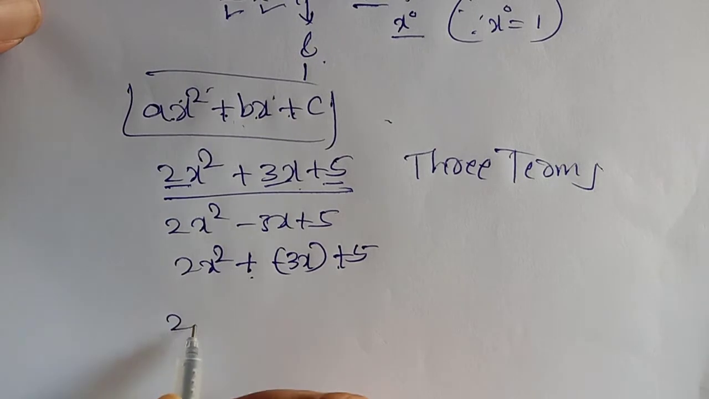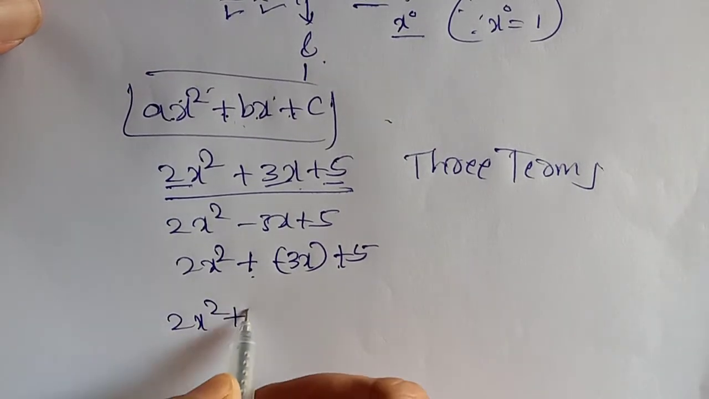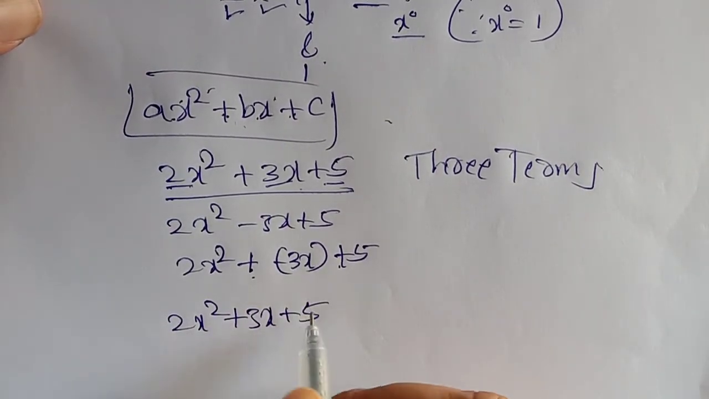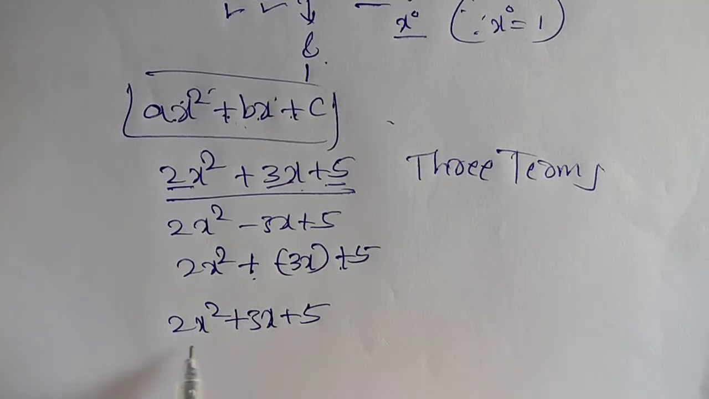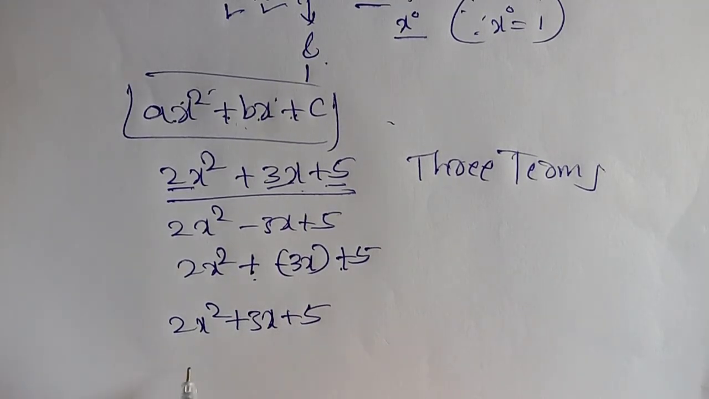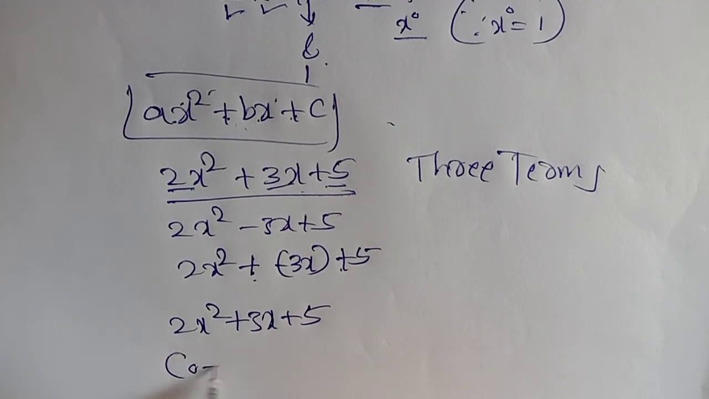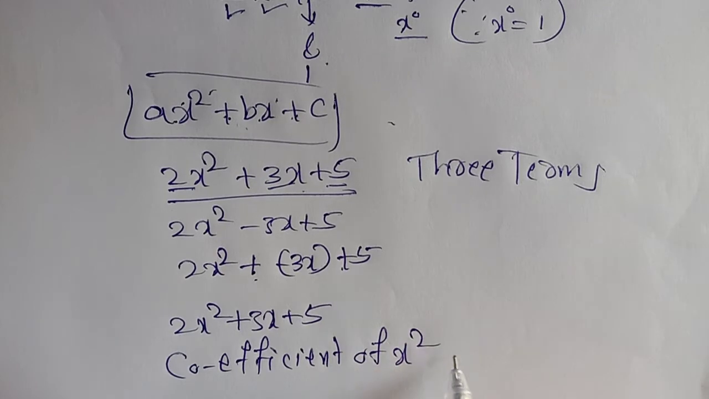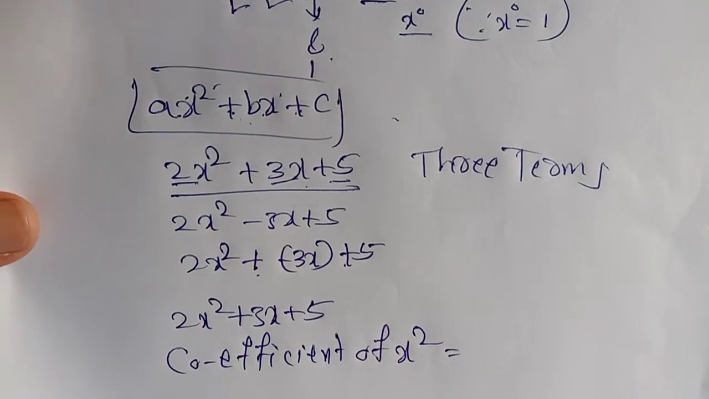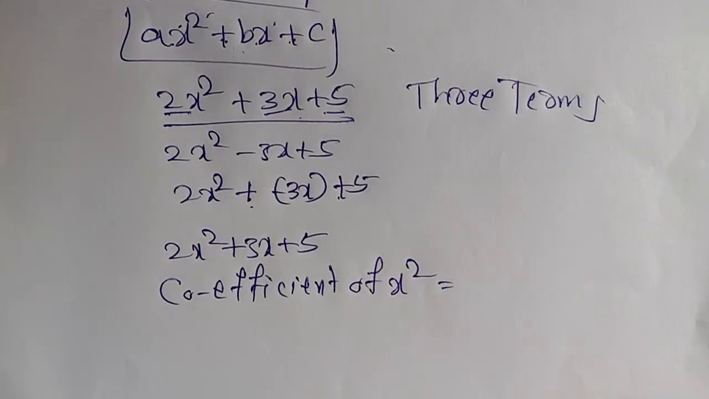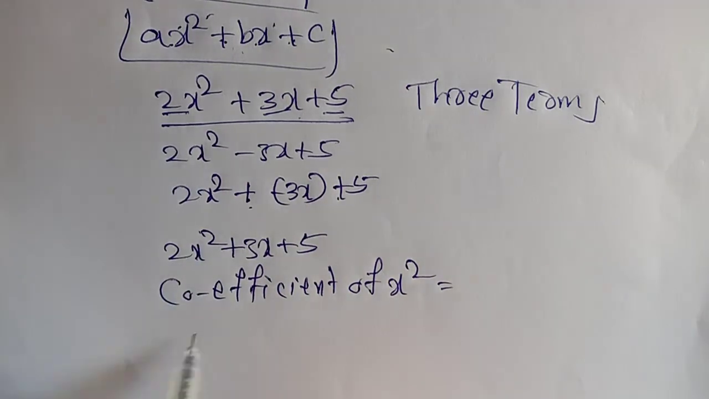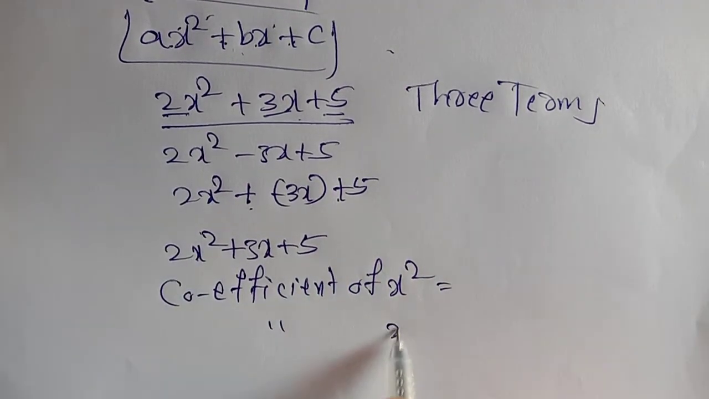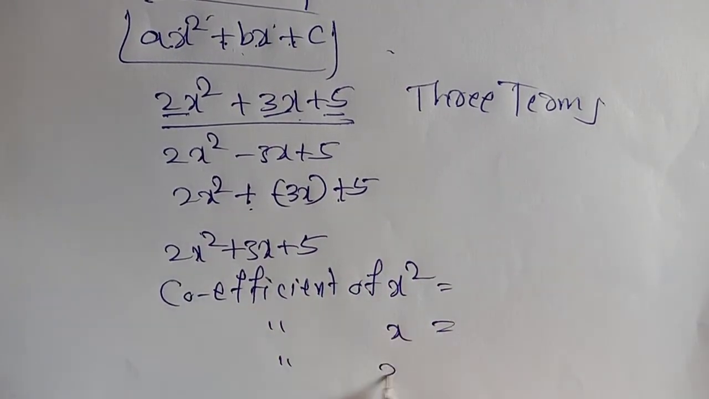I have written here 2x square plus 3x plus 5. Okay. Here three terms are there. But how are we going to write the coefficient? Coefficient of x square, and coefficient of x, and coefficient of x to the power 0 we can say.